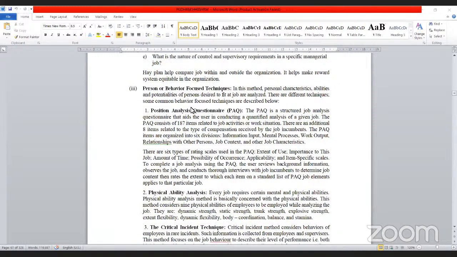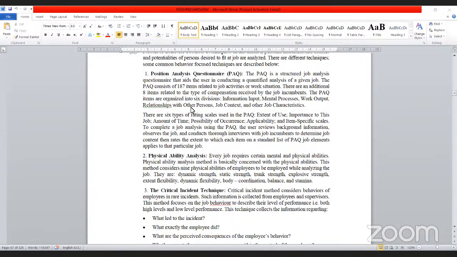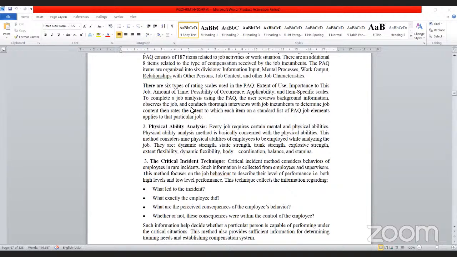Then you have the person focused job technique. In this, you have the position analysis questionnaire, let's call it PAQ, which is a structured job analysis questionnaire that aids the user in conducting a qualified analysis of a given job. The PAQ consists of 187 items which are related to job activities. There are six types of rating scales which are used in the PAQ.